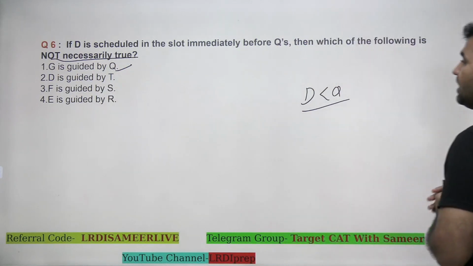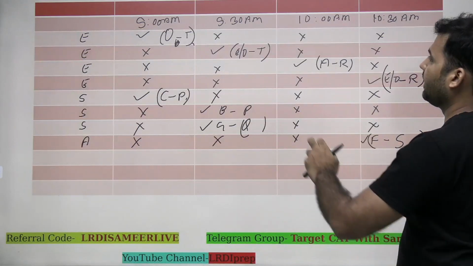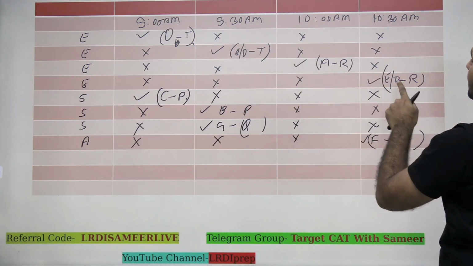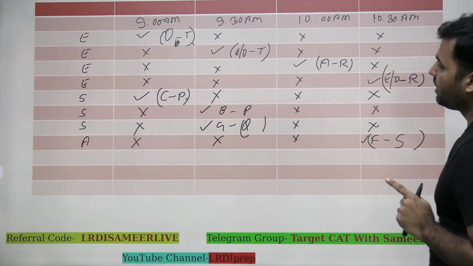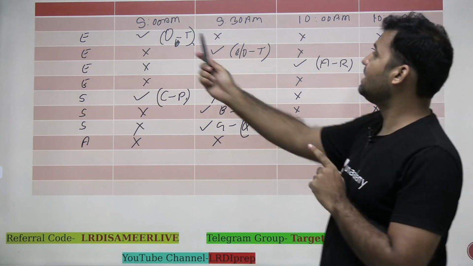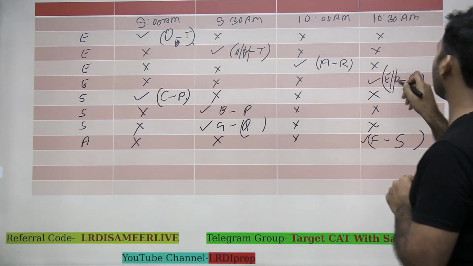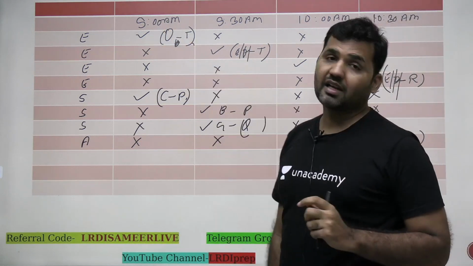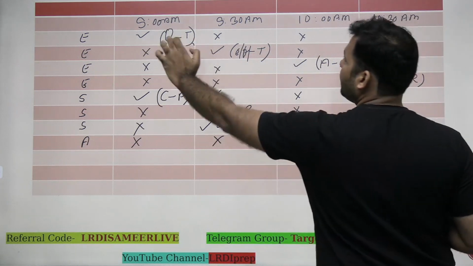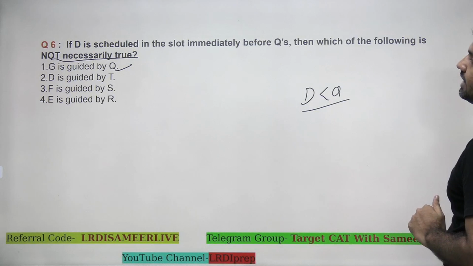D is guided by T. Let's look at D is guided by T. No, D can be guided by T or D can also be guided by R. You cannot say for sure. Sorry, yeah, D is guided by T. That's a correct statement, right? Either E or H will be coming here, not D. D is already placed here. We are left with E and H, so either one of E or H will be coming here. D is guided by T. That's a correct statement, right? This is a true statement.